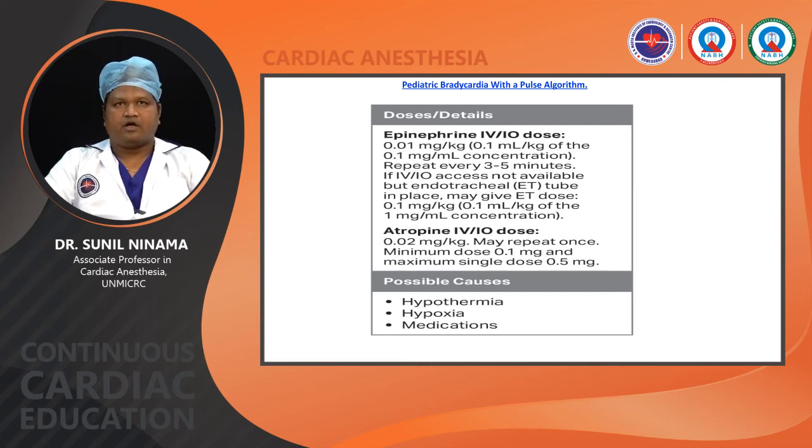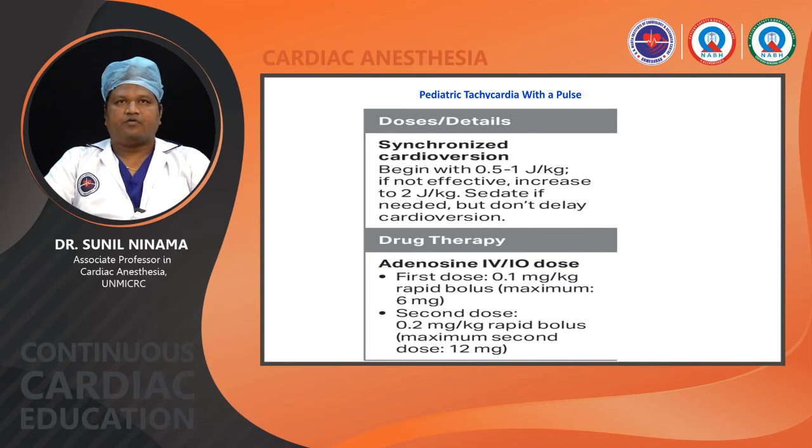In pediatric tachycardia with a pulse algorithm, give synchronized cardioversion, beginning with 0.5 to 1 joule per kg. If not effective, increase to 2 joule per kg. Sedate if needed, but don't delay the cardioversion. For drug therapy in pediatric tachycardia patients, use IV adenosine. The first dose is 0.1 mg per kg, rapid bolus, maximum 6 mg, and the second dose is 0.2 mg per kg, rapid bolus.